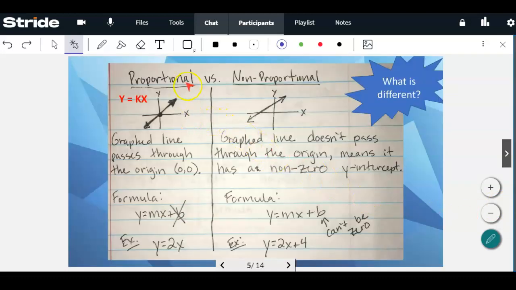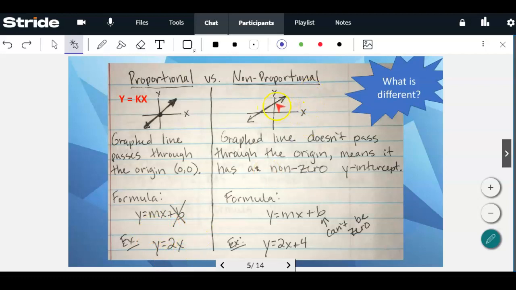Real quick review, proportional versus non-proportional. So the proportional, we know, goes through the origin. The equation will always be in the form of y equals kx, where k is the rate of change or the constant of proportionality, same thing, and or slope. So it goes through the origin. If we looked at the slope-intercept form, it doesn't have the plus b because it would just be +0, which is nothing. So you just write it like this. So that's what the proportional equations look like.